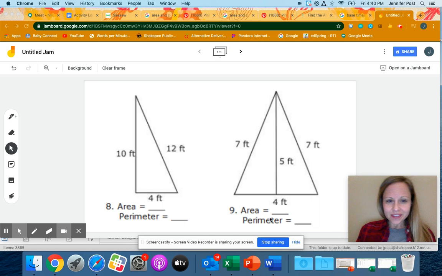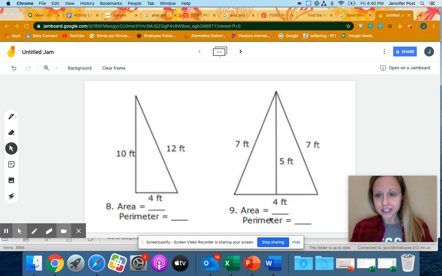Hi, fourth graders. This video is to remind you how to find the area and perimeter of a triangle, which is just a little bit different than finding it of a square or a rectangle. Okay, so perimeter stays the same.